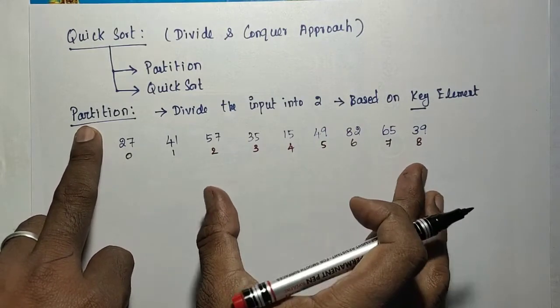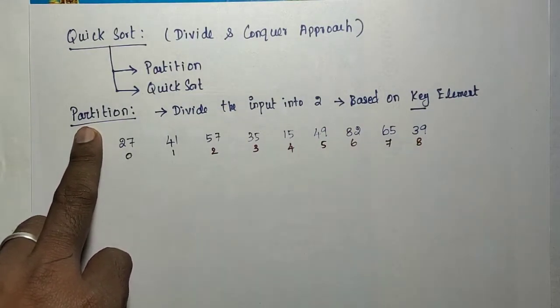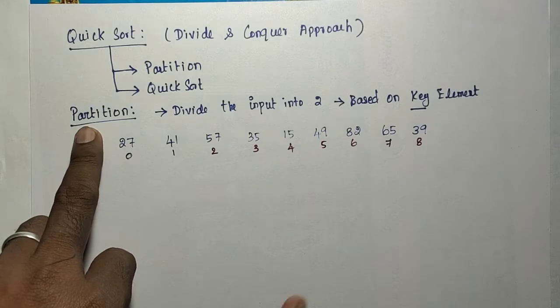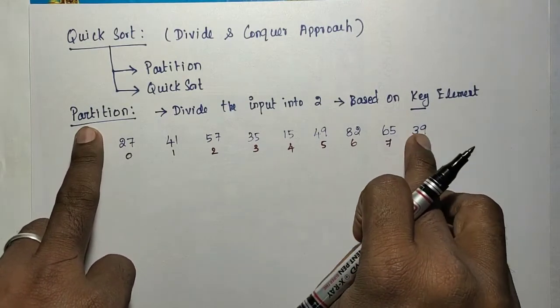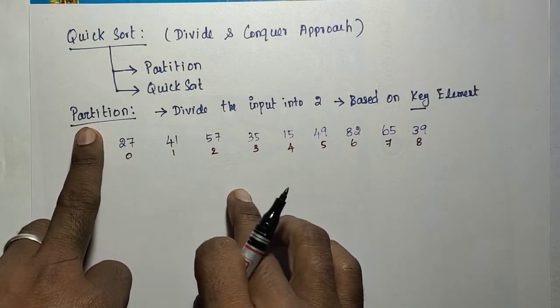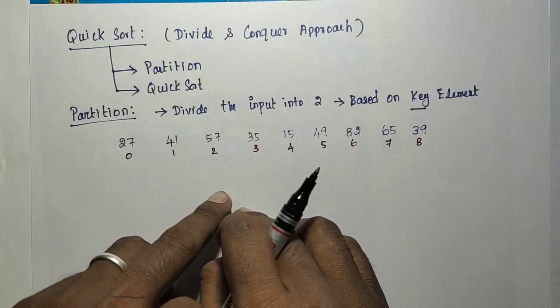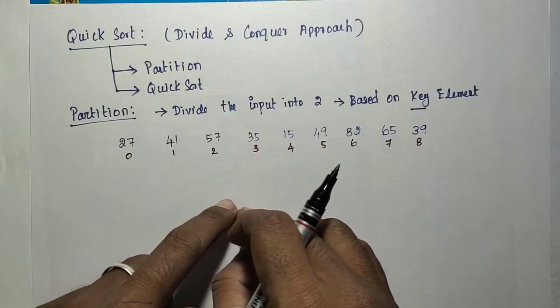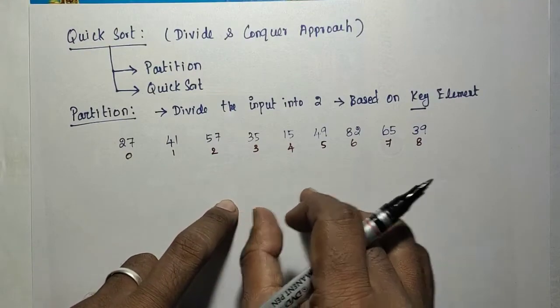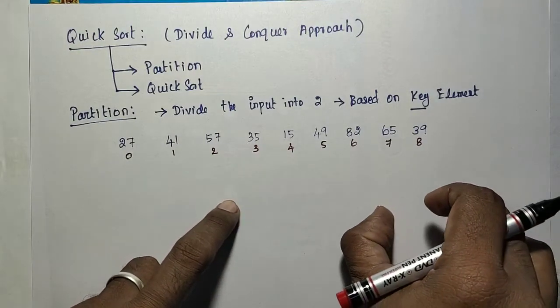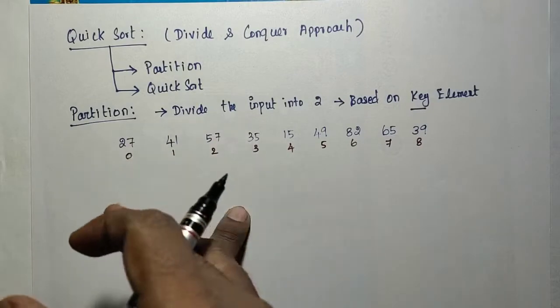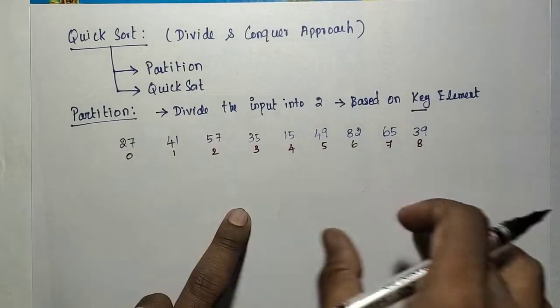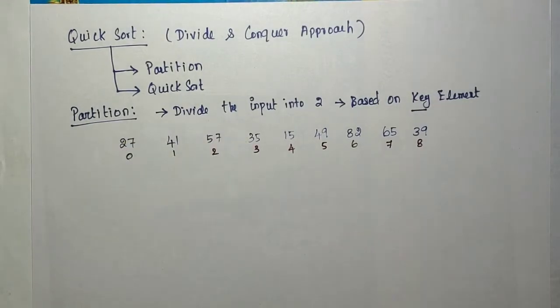During this operation, one element will get sorted, which is the key element. The key element will go to its corresponding position. Meanwhile, the first half will have elements less than 39, and the elements which are greater than 39 will be present after 39. So I need to apply the quicksort algorithm again for the first half and the second half. It will go like this.